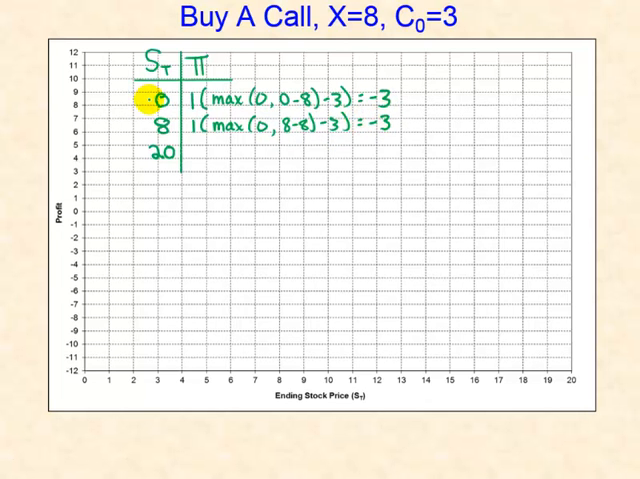So we can see that between stock prices of 0 and 8, 8 being the exercise price, we have a fixed loss equal to the premium we paid initially to buy the call option. Finally, if our ending stock price is 20, our profit will be 1, the number of calls in our position, times the maximum of 0, or 20 minus 8, minus 3. Minus 3, again, is the initial call premium. So 20 minus 8 is 12, minus 3 gives us $9.